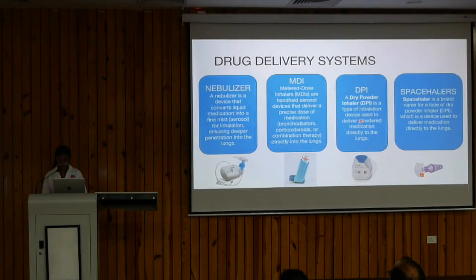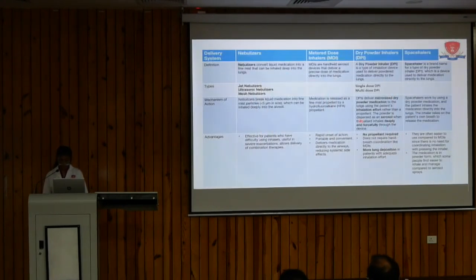The different inhalation drug delivery systems used for asthma include nebulizers, metered dose inhalers or MDIs, dry powder inhalers or DPIs, and spacers. Nebulizers are devices that convert liquid medication into a fine mist, allowing deep lung penetration. They are useful for patients who struggle with inhalers, particularly during severe exacerbations.